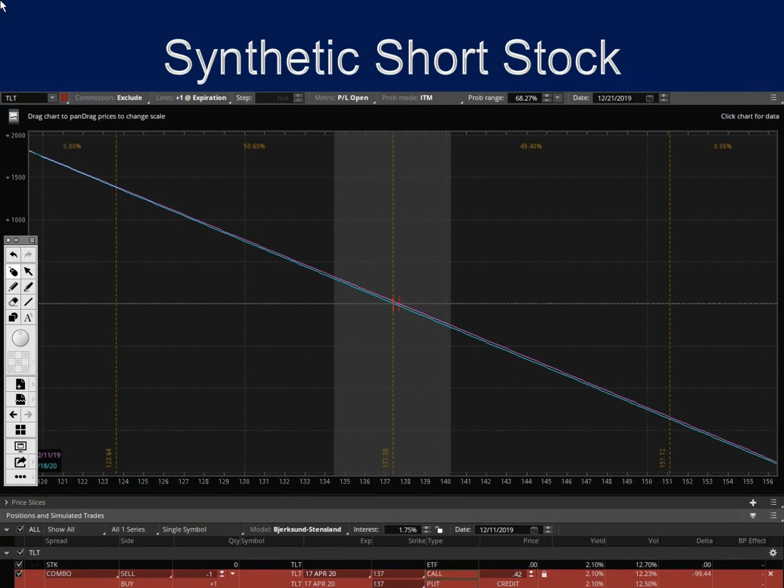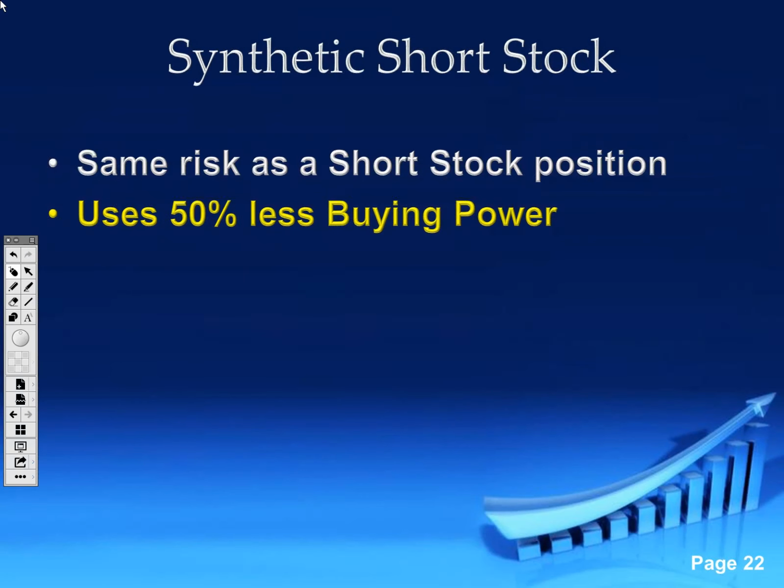All right, now the benefit of this is it's going to use 50% less buying power than if you went out there and just shorted a stock. Now, I stuck with TLT. You can do this with ETFs. You can do this with stocks. You can even do it with futures, to be quite honest. But you're going to use 50% less buying power.